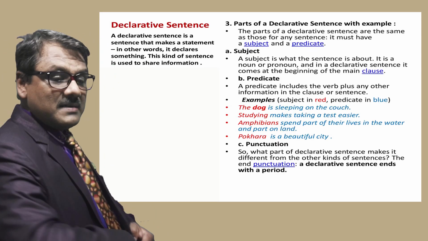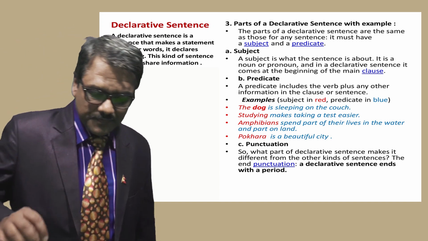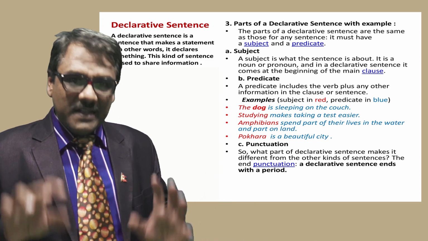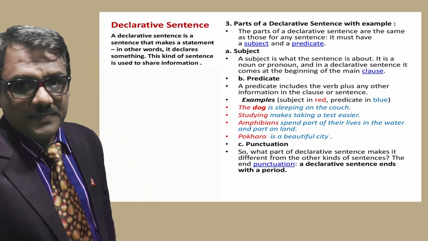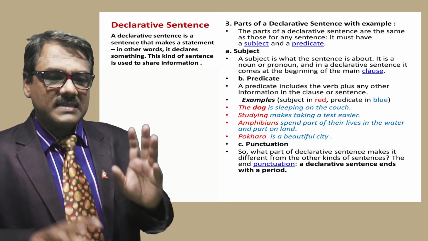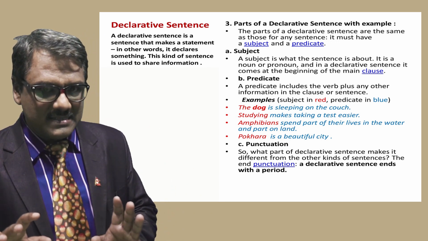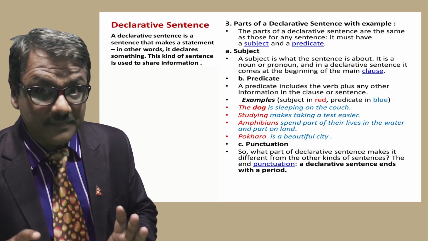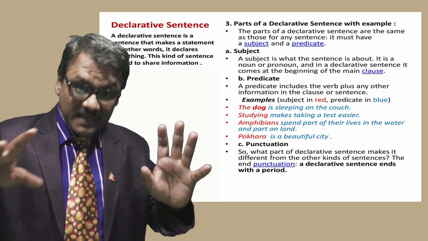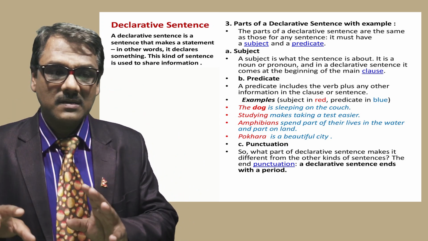Let's start with the declarative sentence. Dear students, the definition of a declarative sentence is that a declarative sentence is a sentence that makes a statement. A declarative sentence is a sentence that makes a statement that says something is or something is not. Right?